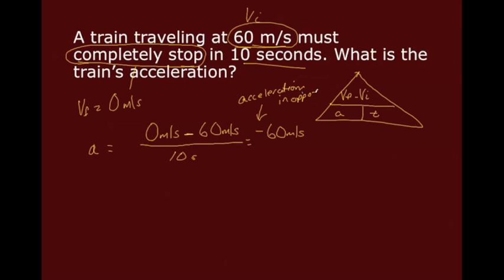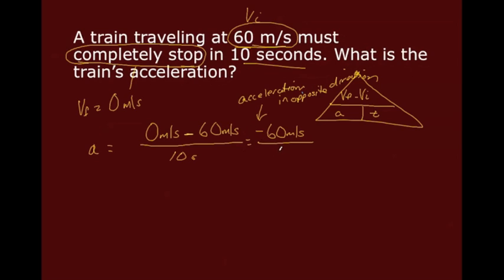Okay, and that's why it's slowing down. So when acceleration occurs in the opposite direction, it slows down. And if you read the problem, that makes sense. A train is going from 60 meters per second to 0 meters per second. So it's slowing down. Well, how fast is it slowing down?